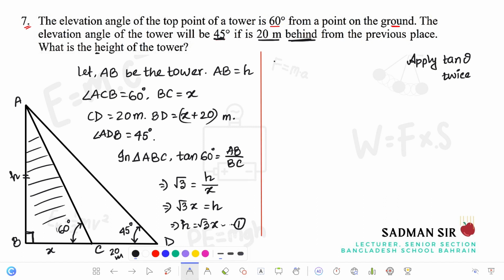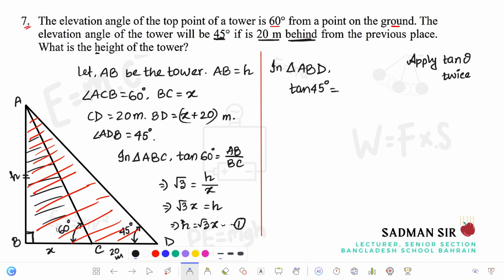Okay, now in the bigger triangle, which one is the bigger triangle? Let me mark it out for you. Like this is the bigger triangle. Now I hope it is clear that ABD, the total triangle, is the bigger triangle. So in triangle ABD, what is the angle? 45 degree, right? In the bigger triangle, the angle is 45 degree.